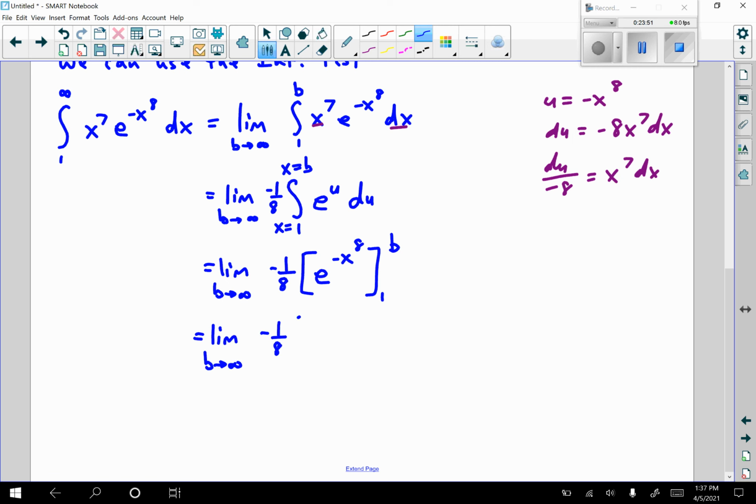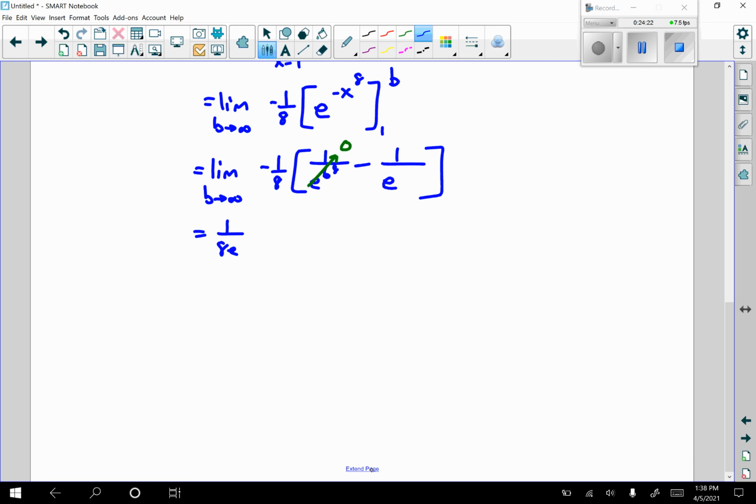So we get negative 1/8, and I can rewrite this as 1 over e to the positive x to the 8th, so this becomes b to the 8th, minus 1 over, this becomes e to the 1 to the 8th, so just e. And as b keeps increasing without bound, this denominator is getting larger and larger, so this value goes towards 0. And now I'm just left with a negative 1/8 times a negative 1 over e, which is a positive 1 over 8e, which is a finite number.